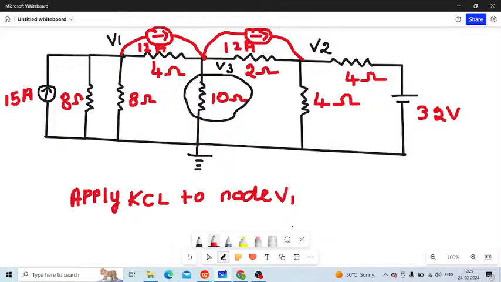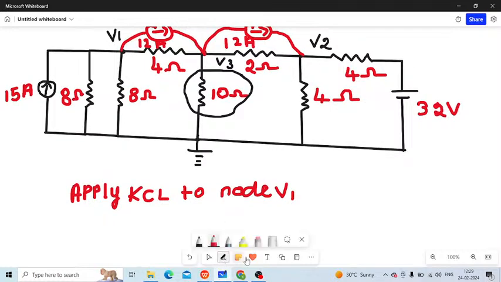If you apply KCL to node V1, what's going to happen is you're going to get V1 divided by 8 plus V1 divided by 8. Here 8 is for two times, one 8 and another 8. So for both the 8 ohm resistors, it is V1 only, the voltage. That is why it is V1 by 8 plus V1 by 8.